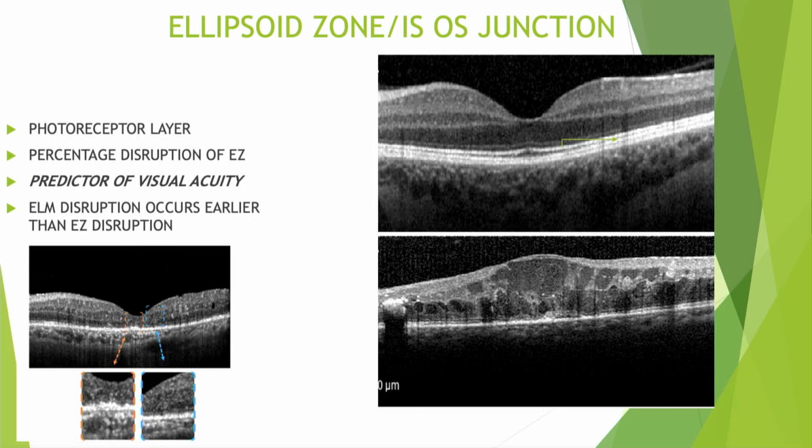So ellipsoid zone is nothing but the photoreceptor layer, and percentage disruption of the ellipsoid zone has got prognostic significance. And therefore, patients with the disrupted ellipsoid zone have a poor visual acuity, and on a timeline, the ELM disruptions occur earlier than the ellipsoid zone disruption.